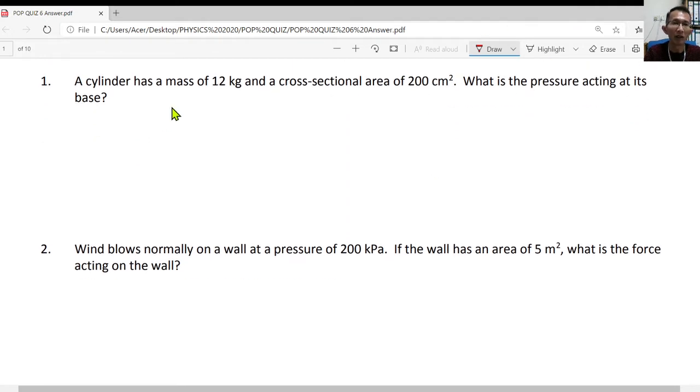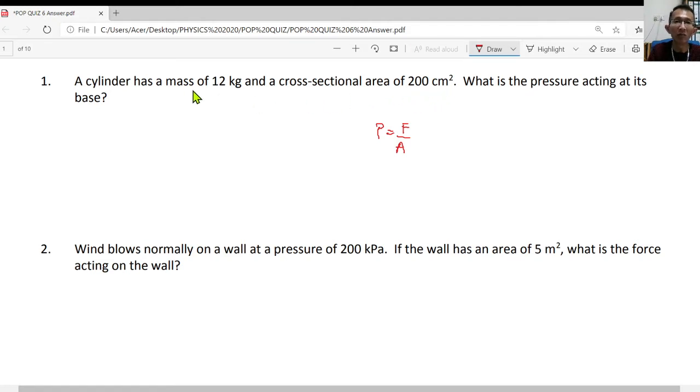We are given a cylinder, mass is 12 kilograms and cross-sectional area of 200 centimeters squared. What is the pressure acting at its base? Alright, so what do I know about pressure? I do know that pressure equals force over area. In the question, I have the area, 200 centimeters square. But we don't work with centimeter, we work with meter. We are going to convert this into meter.